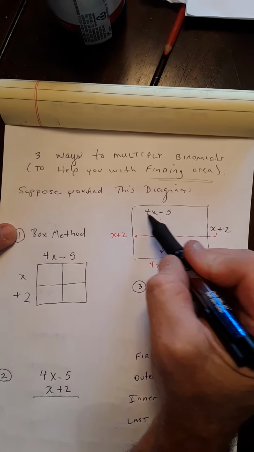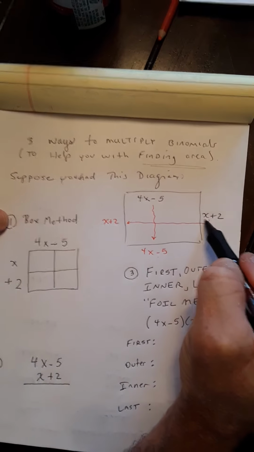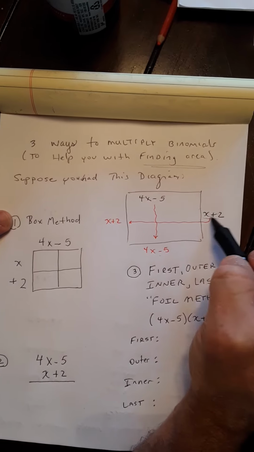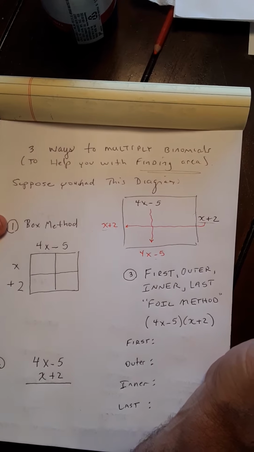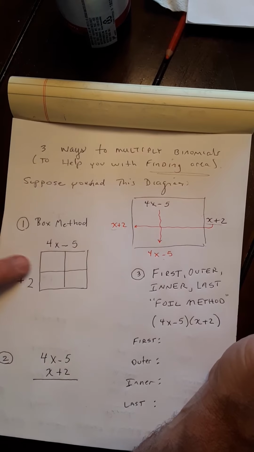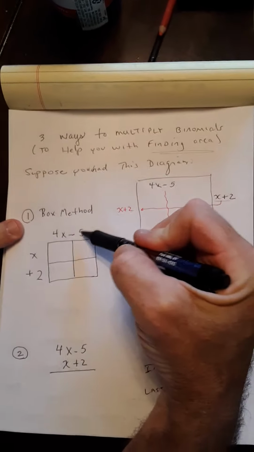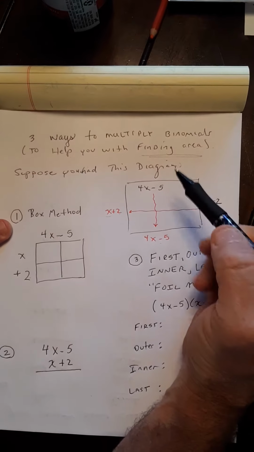Now let's remember, if you got a side length of 4x minus 5, the opposite side's 4x minus 5. And if you got x plus 2 that's given on the right side, you got to remember x plus 2 is also the length on the opposite side. So here goes the box method. I write up a box. I've got the first expression, 4x minus 5, right here. This expression is x plus 2.